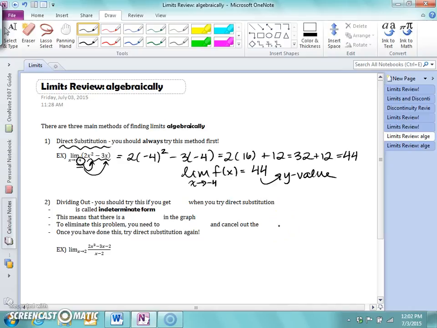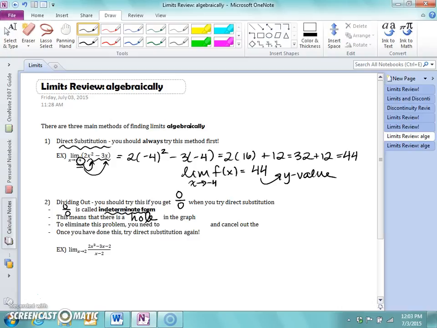Let's say you try direct substitution and it doesn't work. One of the reasons that it might not work is if you get 0 divided by 0, which as we know is undefined. So in this case, we are going to call 0 over 0 the indeterminate form. That's what it's usually called in calculus. If you get 0 over 0, that means that there is a hole in the graph. I'll be drawing what it looks like in a second so you can see why this would happen.